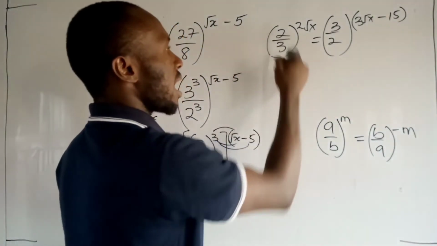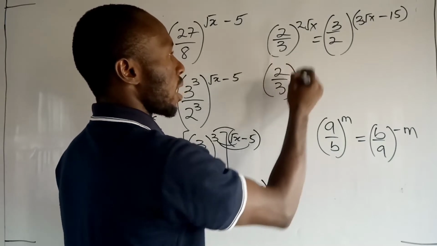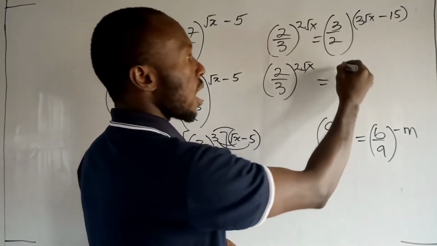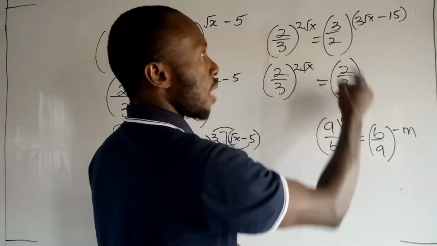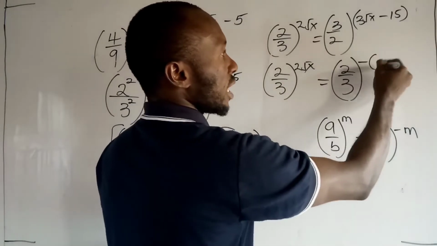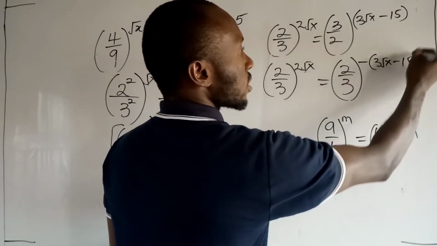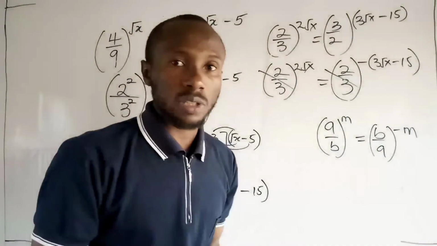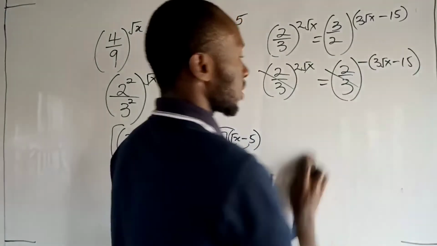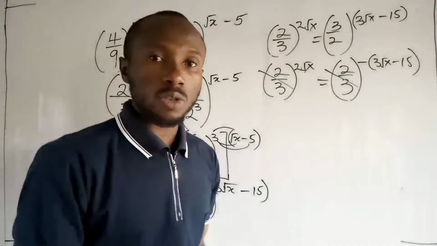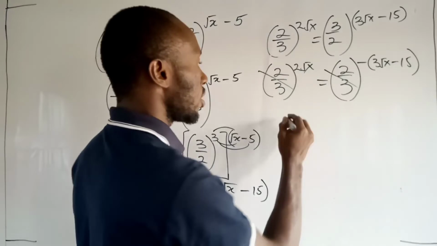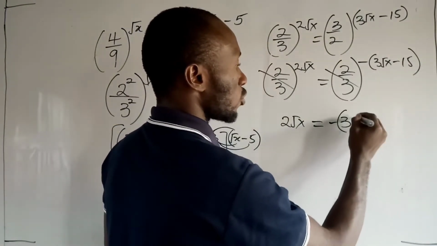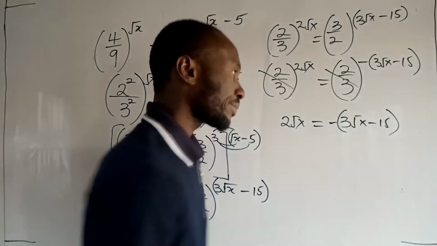So you can see that here I have 2 upon 3 all to the power 2 root x, right? Now I want to change the position of this guy, so I have 2 upon 3 all to the power, this guy becomes negative, okay? 3 root x minus 15. Very true. Now these guys and this guy can cancel out because the bases are the same. Now when you cancel out the base, the next thing you want to do, you equate the exponent. So you have 2 root x is equal to minus 3, into root x minus 15.